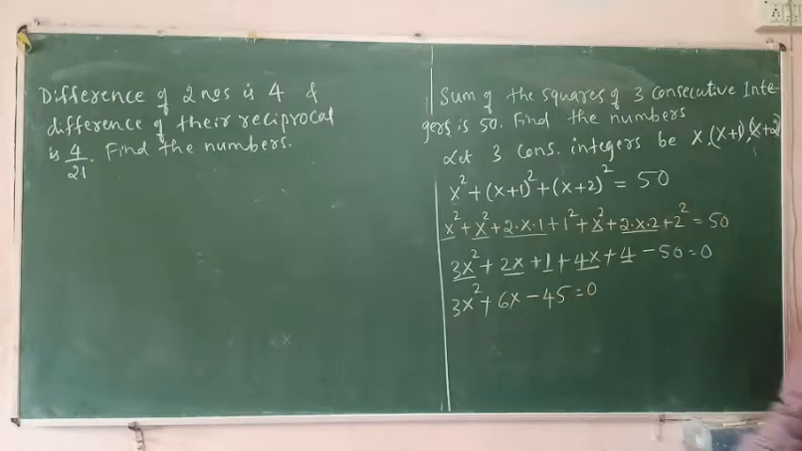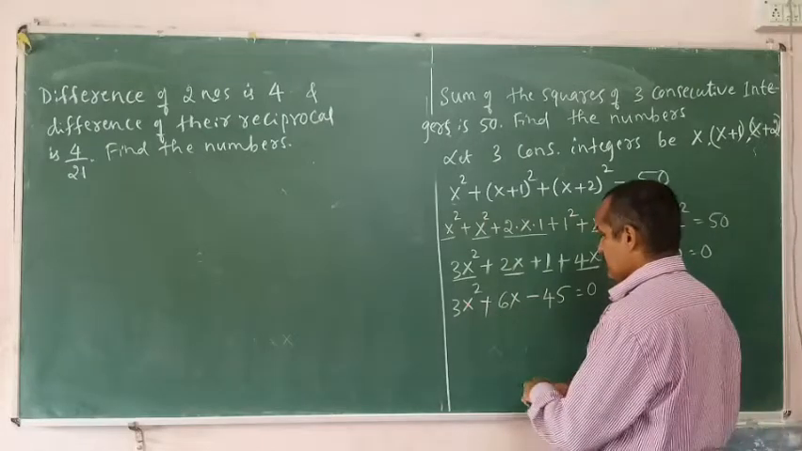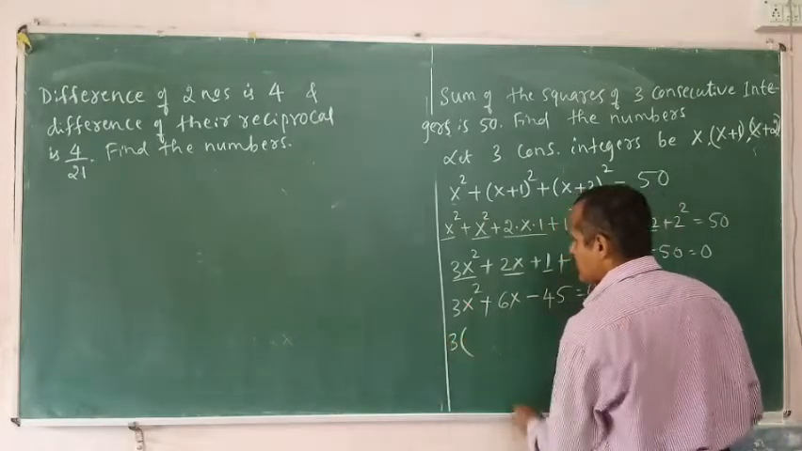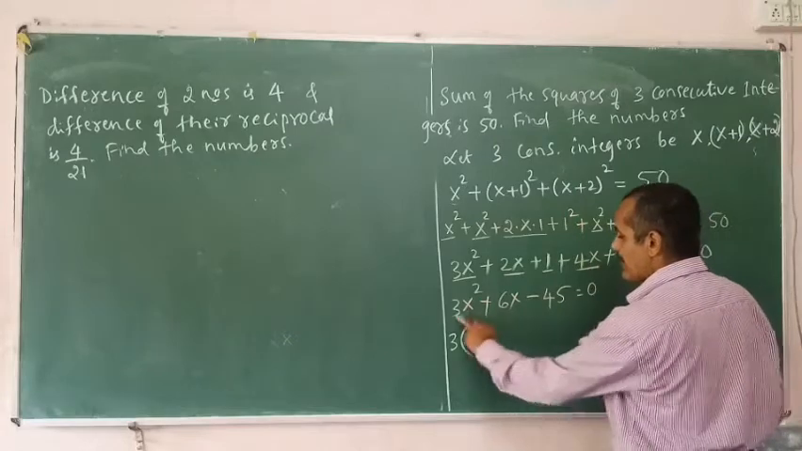My dear children, you can take 3 as a common factor. You can take 3 as a common into the bracket, and 3 is taken as a common everywhere.